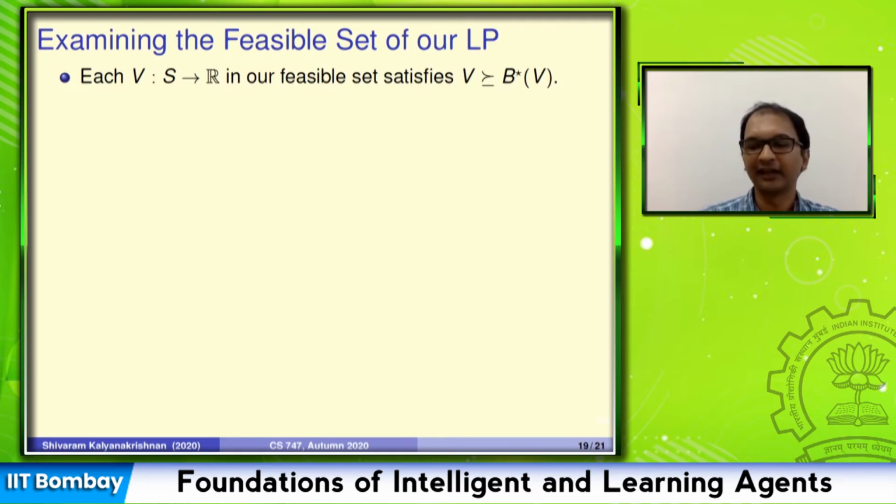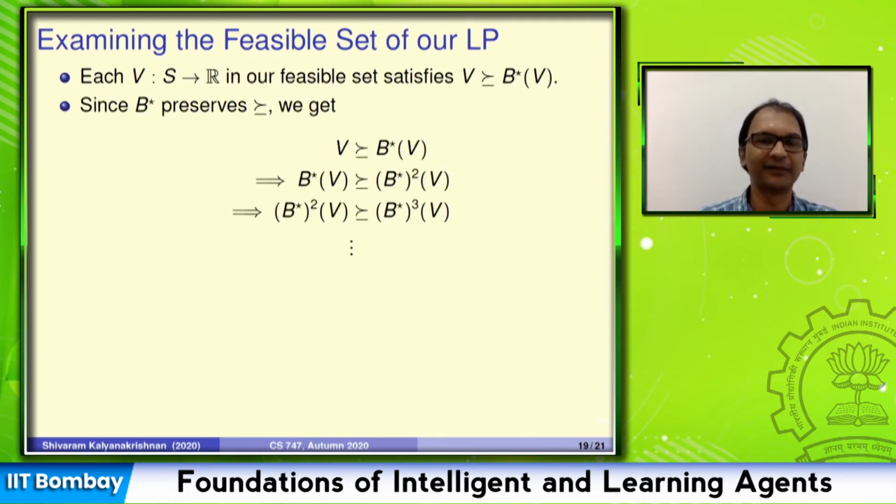Okay, if that is the case, then let's now invoke the fact that B star preserves greater than or equal to. So for every such feasible point V, we have V greater than or equal to B star of V. Let's apply B star to both left and right. Then by what we just showed, B star of V is greater than or equal to B star squared of V. You apply this to both LHS and RHS. Again, apply B star: applying 2 times is greater than or equal to applying 3 times, etc. And you keep going on in this manner.